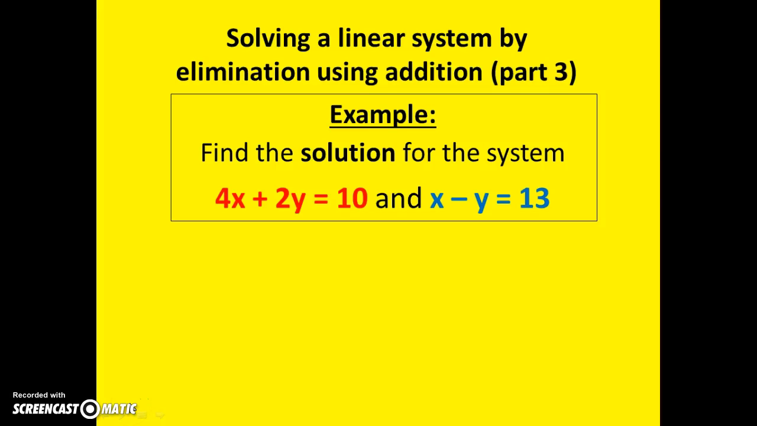Hi guys, welcome back. This is part 3 of solving a linear system by elimination using addition. And we're going to do it again through an example. Find the solution for the system 4x plus 2y equals 10 and x minus y equals 13.